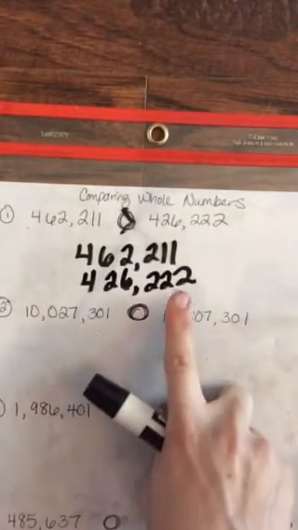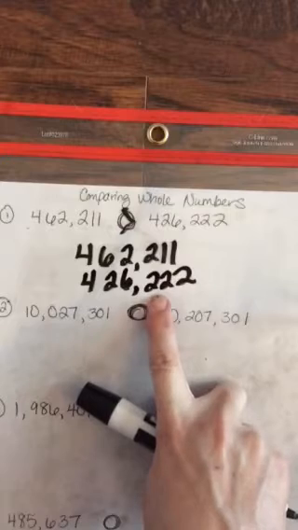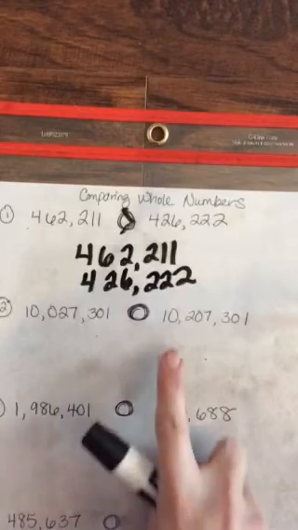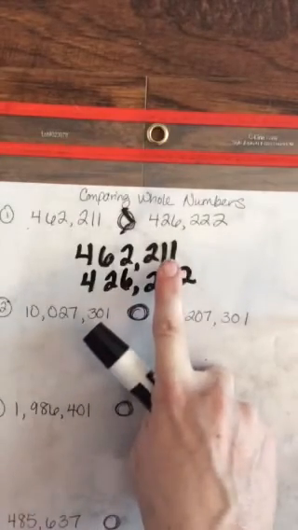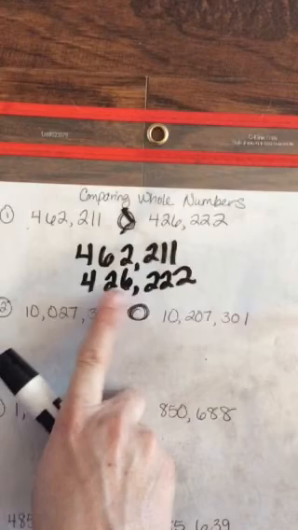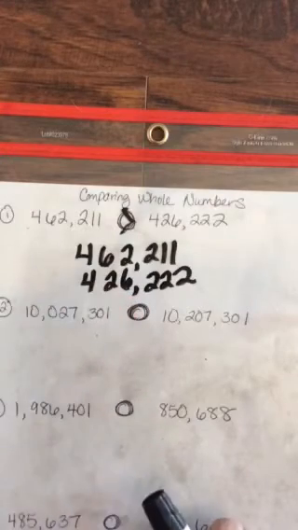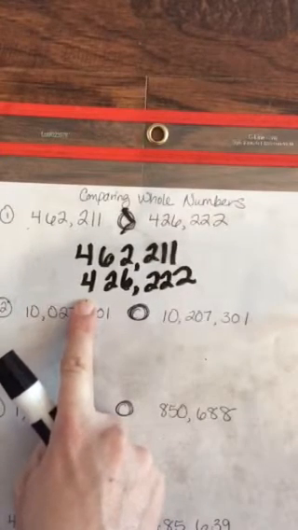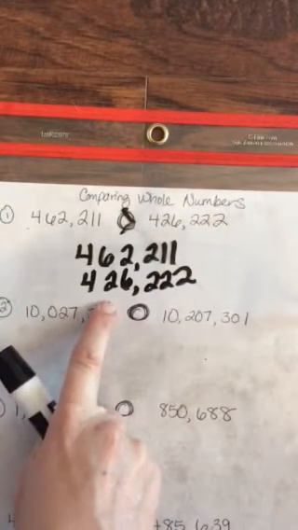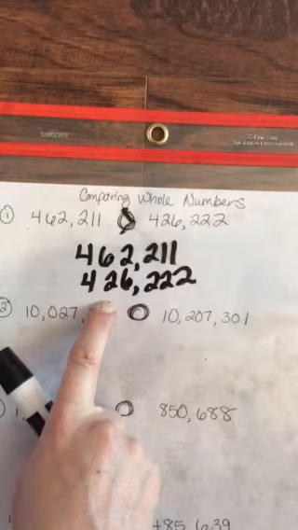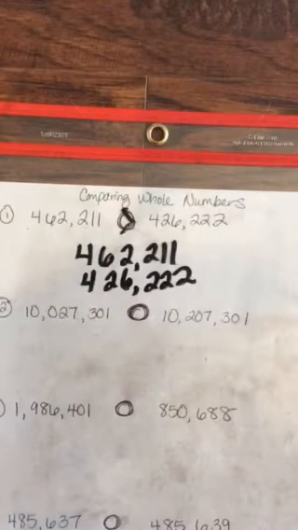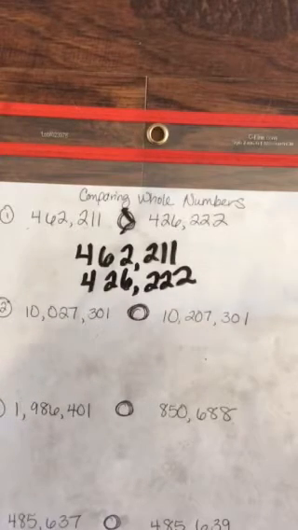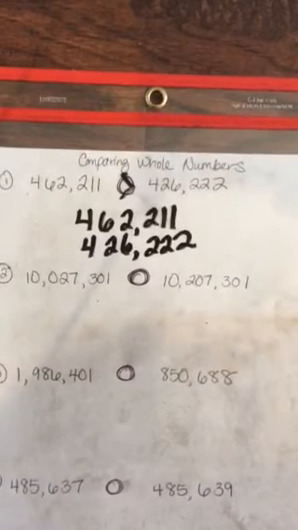Now some of you might be looking at this number and going, well, wait, Mrs. Waymeyer, this number says 222, and this one says 211. You are correct. 222 is greater than 211, but you can't forget all the other digits or place values that are in front of it. So again, starting in our greatest place value, we have a 4 in the hundred thousands place. When we go to the 10,000s place, we have a 6 versus a 2. So we're going to choose that first number, 462,211.